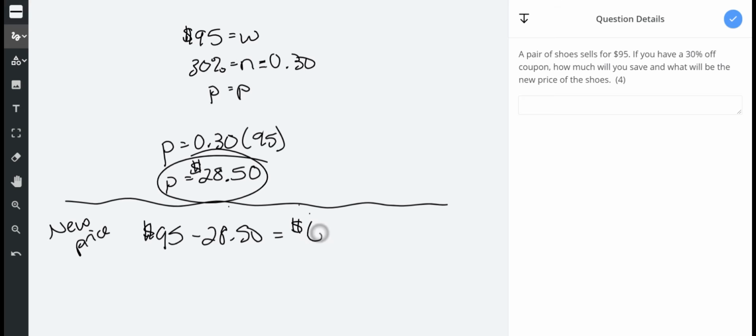This gives me the new price of $66.50. So if you have a 30% off coupon and the shoes originally are $95, in the end you're paying $66.50.